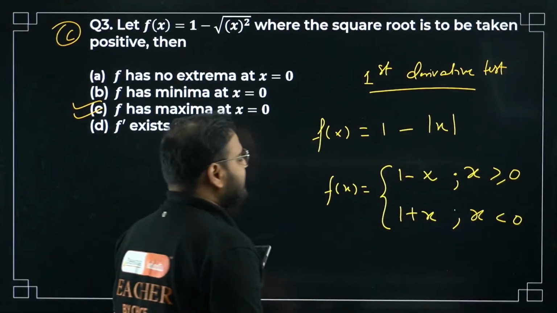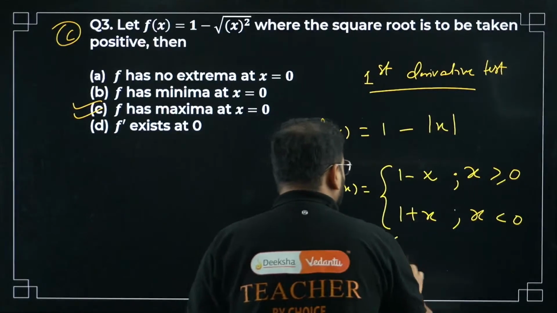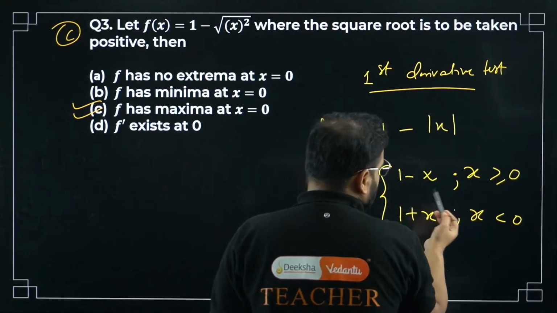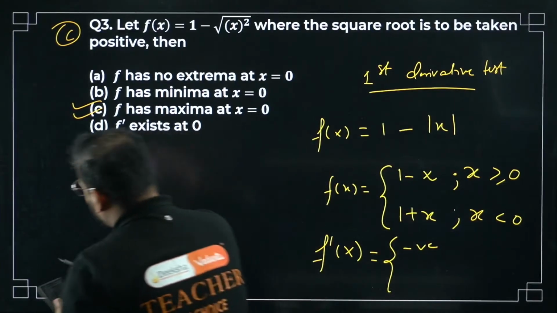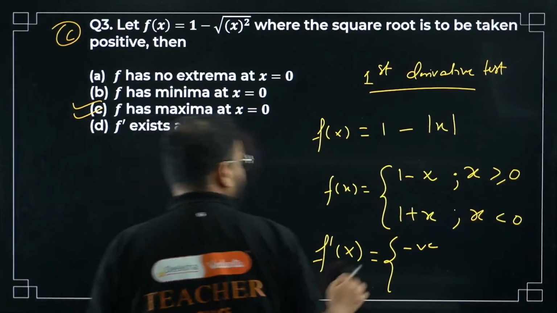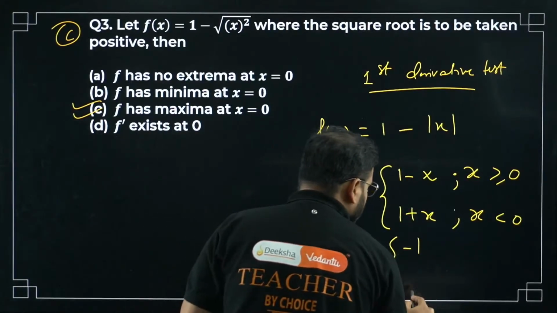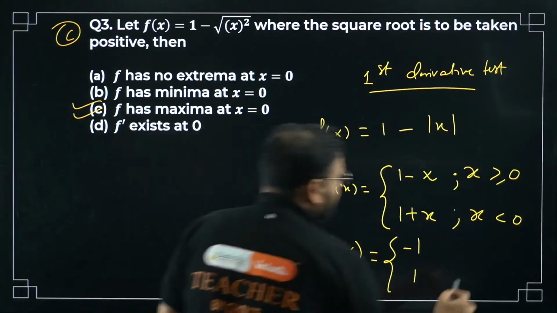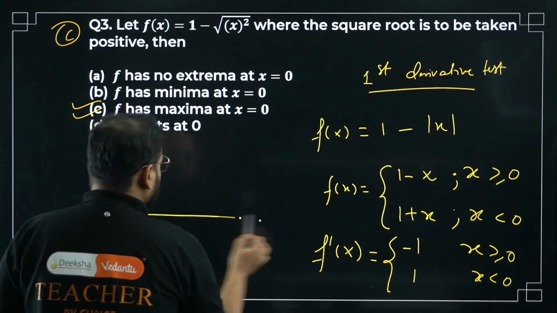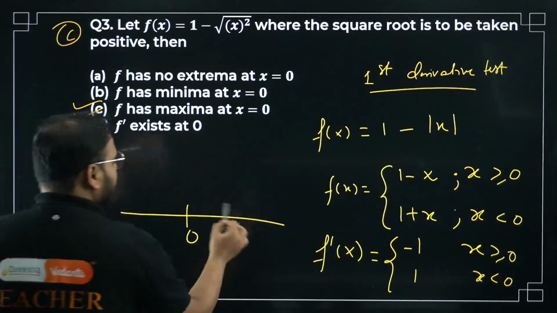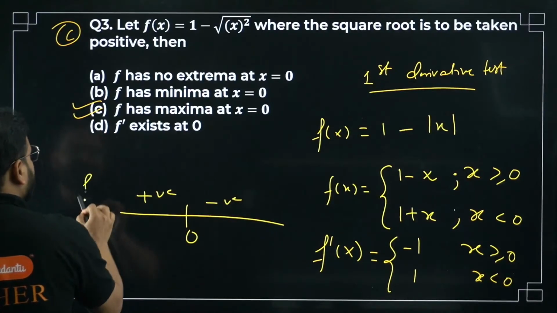Won't you all agree? Find the derivative now. If you find the derivative now, what will happen? It will become minus 1 basically. If you want, I can help you over here. I'll write the exact value: it will come minus 1, and for the other side plus 1. Check the interval greater than 0 and less than 0. This is 0 over here. After 0, it is negative. Before 0 it is positive. This is the sign for the derivative, right?